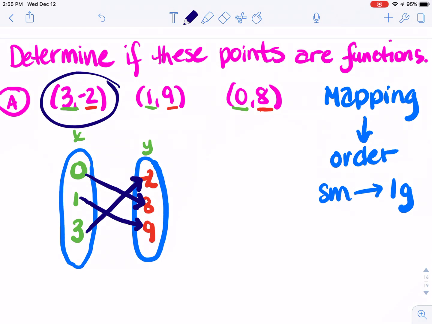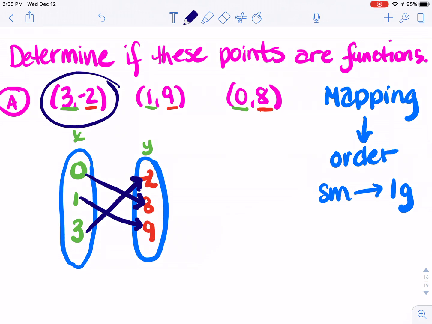So if I look at 0 for X, the only thing it can match up with is 8 for Y. So I know if it's 0 for X, it's going to be 8 for Y. There's no disputing that. 1 for X matches up with only 9 for Y. So we're good on that one. 3 for X only matches with -2 for Y.